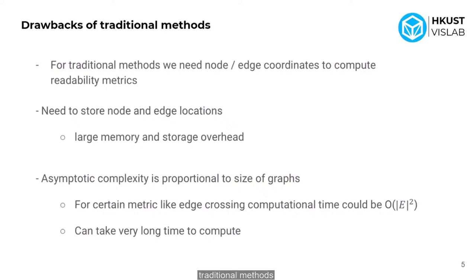Now, there are some drawbacks of the traditional methods. For one, you always need the node and edge coordinates of the underlying graph to compute these metrics, requiring you to store all of that information, which can result in a large memory or storage overhead. Furthermore, to calculate all of those readability metrics, the complexity will be proportional to the size of the graphs themselves. At the very least, these metrics can be approximately e squared in complexity, with e being the number of edges. For other metrics, this can be a much larger asymptotic complexity, which can result in a long time to compute these metrics for every graph drawing that you have.